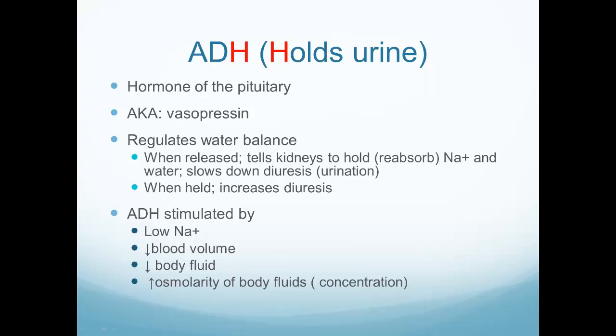One of the mechanisms that controls fluid balance is ADH, that's antidiuretic hormone. One way to remember what it's doing is to think about that H on the end there. It holds urine. It's a hormone of the pituitary. So the pituitary is stimulating the release of ADH, also called vasopressin, and it regulates the water balance. It tells the kidneys to hold on to or reabsorb sodium and water. Of course, if it holds sodium, it's going to hold water, and it slows down our diuresis so the patient is not diuresing as much. That means the patient is going to hang on to fluid.